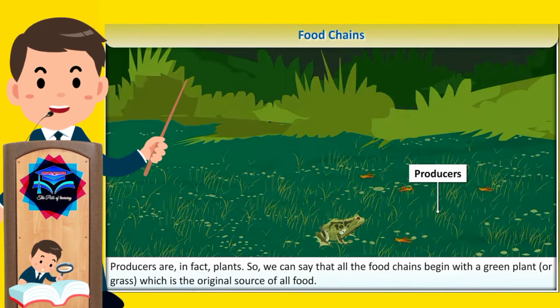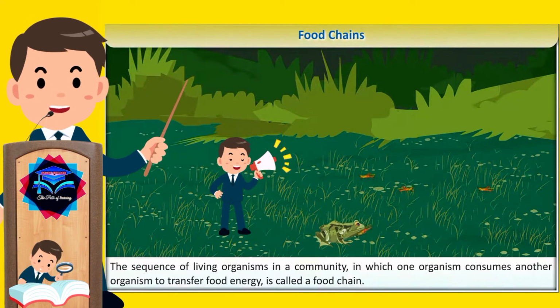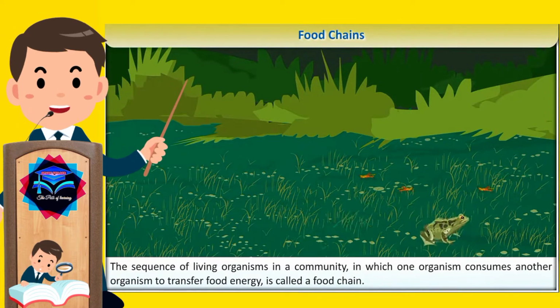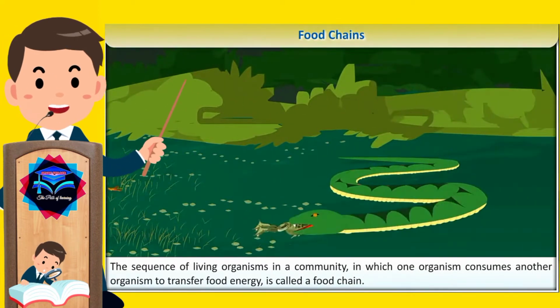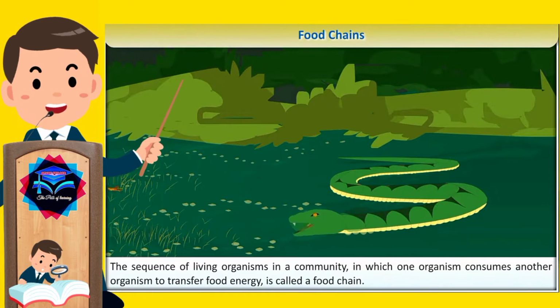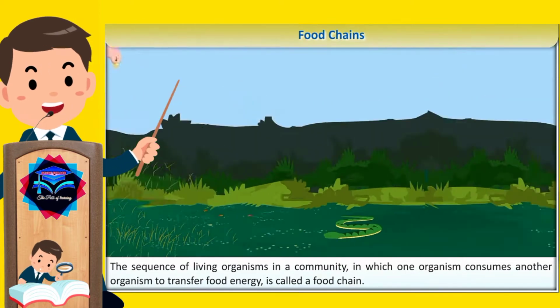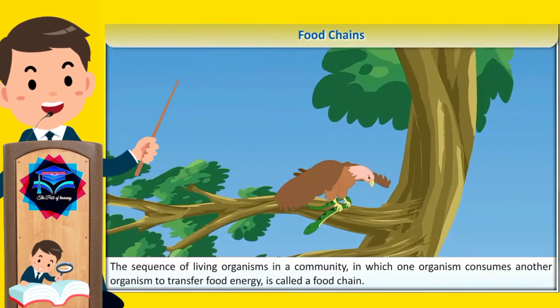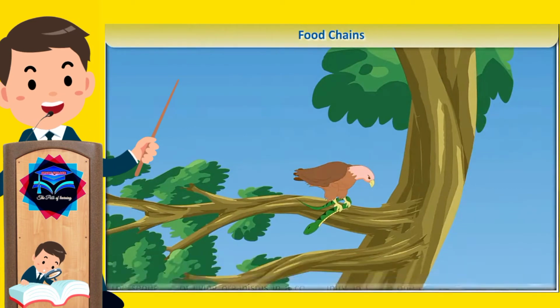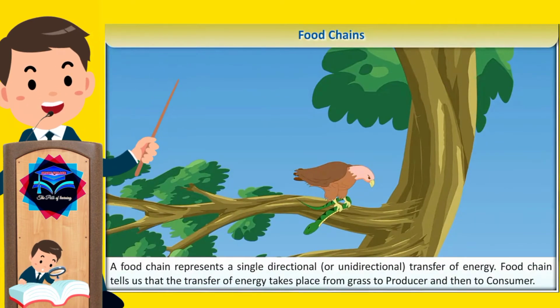So, we can say that all the food chains begin with a green plant or grass, which is the original source of all food. The sequence of living organisms in a community in which one organism consumes another organism to transfer food energy is called a food chain. A food chain represents a single directional or unidirectional transfer of energy.